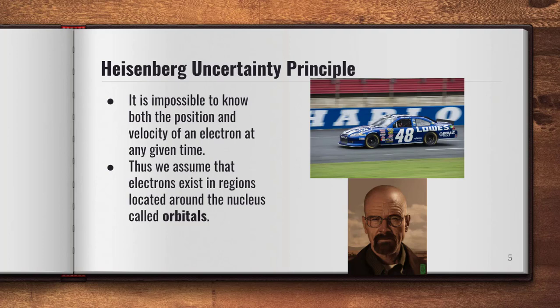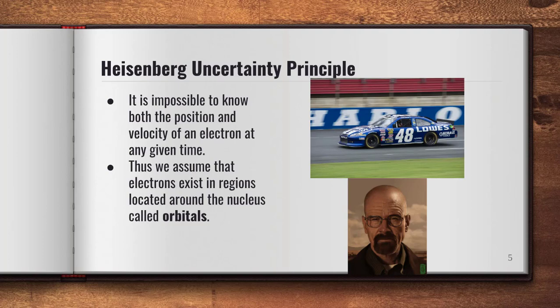Keeping in mind that electrons, unlike race cars, move at the speed of light. That means that it essentially would be able to rotate around the Earth about 10 times every second. So light moves very, very quickly. It would be very difficult to pinpoint the exact location if we know the velocity and vice versa.